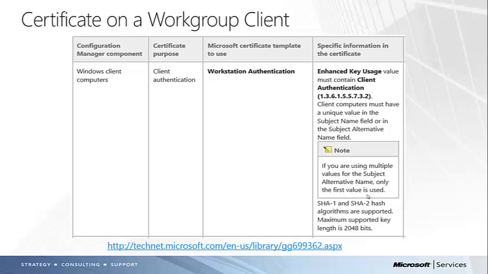Certificate on a workgroup client. Each workgroup client needs a unique certificate, and the certificate purpose will be client authentication. You can generate a client authentication certificate using a workstation authentication template. The workgroup client computers must have a unique value in the subject name field or in the subject alternative name field. That will be either the short name of the client, or the FQDN in case the workgroup clients are configured to use FQDNs or DNS suffixes.